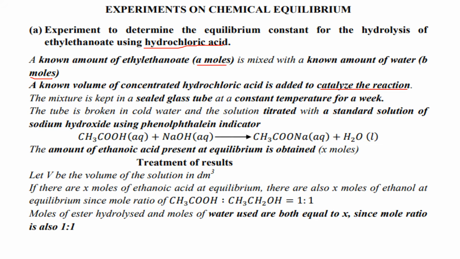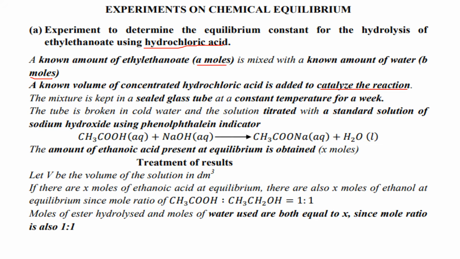The mixture is then kept in a sealed glass tube. Because under the characteristics when we were starting, I told you that one of the characteristics was that all experiments must be carried out in a closed system. So that's why we keep our mixture in a sealed tube. And as a component of any equilibrium topic, temperature must be kept constant.